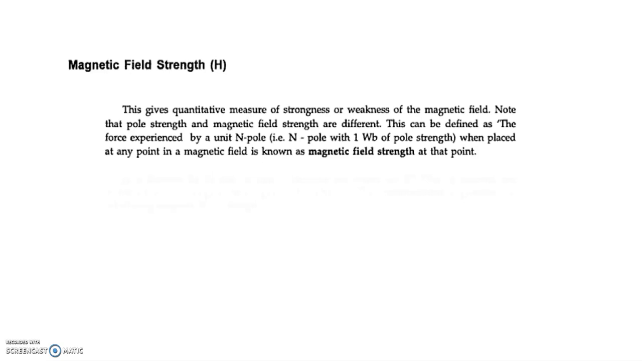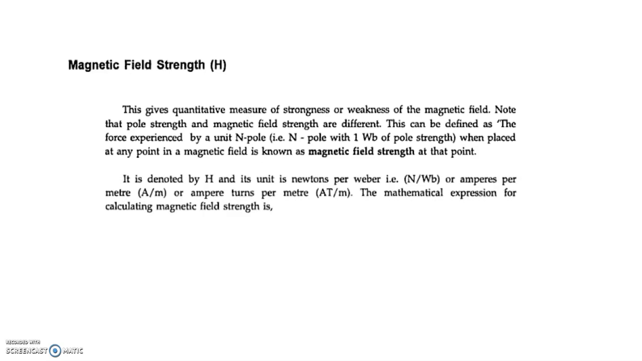And it is denoted by H. The unit of magnetic field strength is ampere turns per meter, or it can be written as ampere per meter or Newton per Weber. These are the different units for the magnetic field strength.